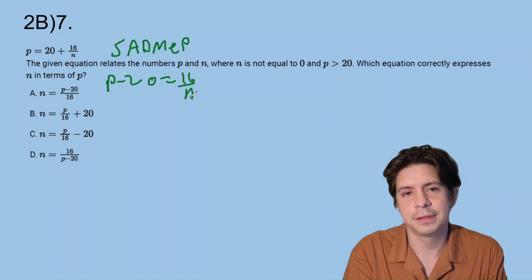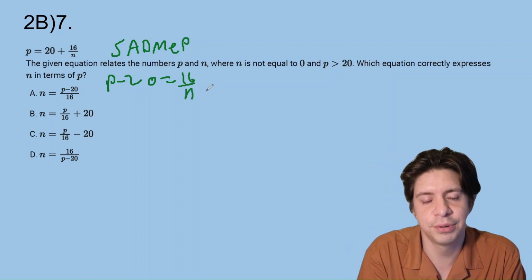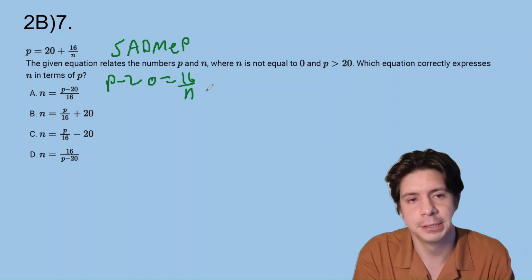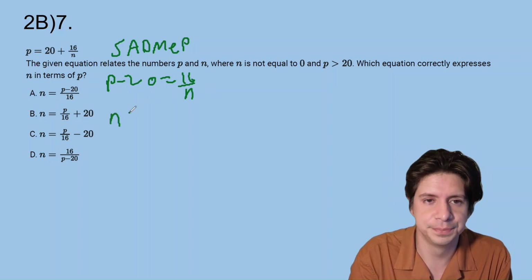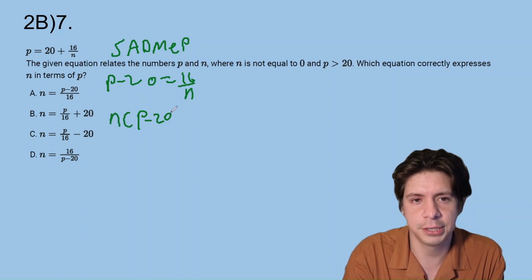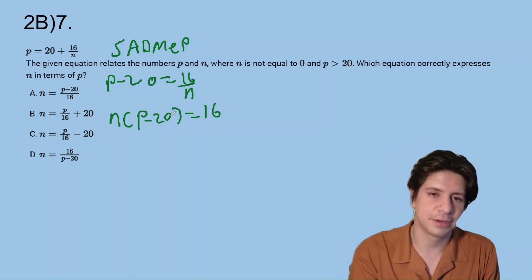Right now we have the variable we want isolated underneath the fraction, which can be annoying for some people, but you basically can flip both sides, or you can multiply by n and then isolate it. So I'm going to multiply by n and then isolate to show you the more classic way. So you're going to have n times (p minus 20) equals 16, and I'm not going to distribute, because if I distribute and then I have to factor it out, that's just a misstep.